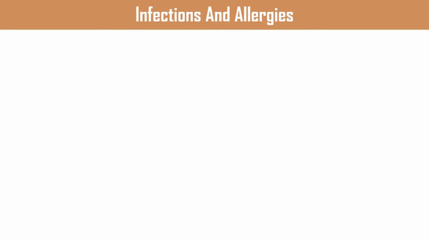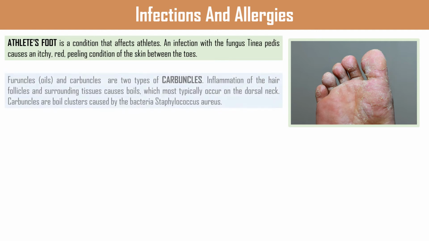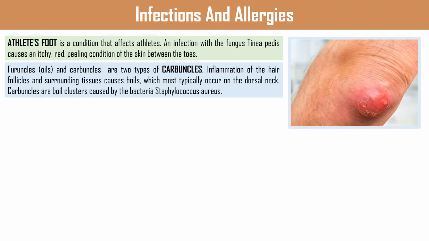Homeostatic imbalance is visible on the skin in forms of infection and allergies. Infection and allergies cause common skin disorders, which include number 1, athlete's foot. An infection with the fungus Tinea pedis causes an itchy, red, peeling condition of the skin between the toes. The second disorder is carbuncles or furuncles. Inflammation of hair follicles and surrounding tissue causes boils, which most typically occur on the dorsal neck. Carbuncles are boil clusters caused by a bacteria, Staphylococcus.